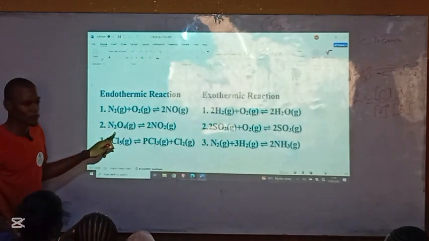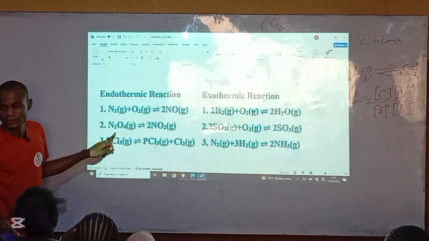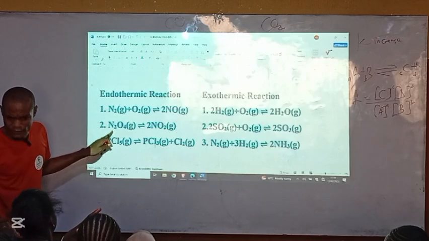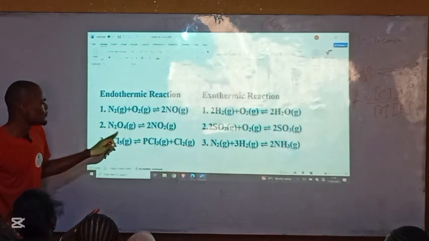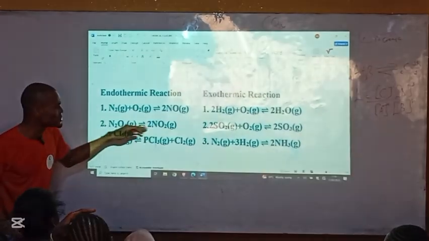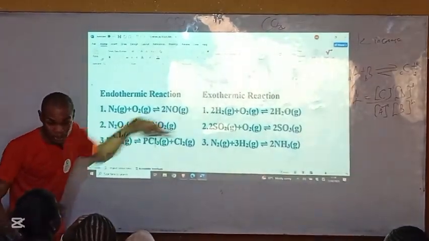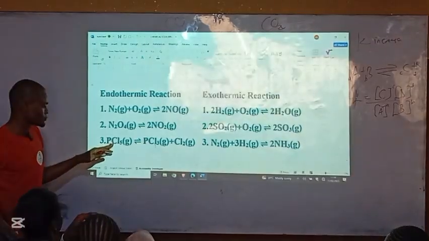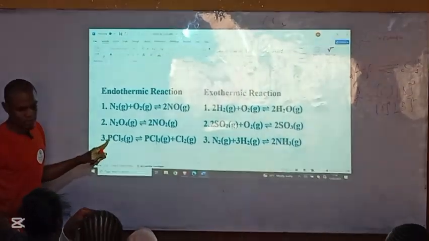Now for this one, nitrogen dioxide, I said it last time. This is nitrogen dioxide, forming dinitrogen tetroxide. So this system is what? Endothermic. Yeah, this reaction is an endothermic reaction.